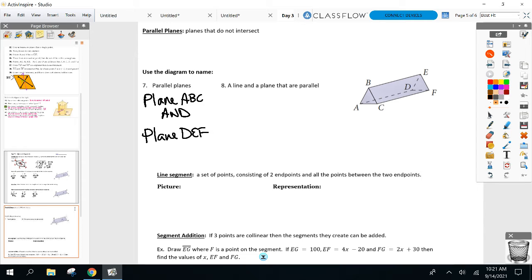So somebody give me a line on plane ABC. Give me a line on plane ABC. AC? All right, I heard AC first. So line AC is parallel to the entire plane DEF. See what I mean? If two planes are parallel, any line on one plane is parallel to the other plane. Make sense? All good?